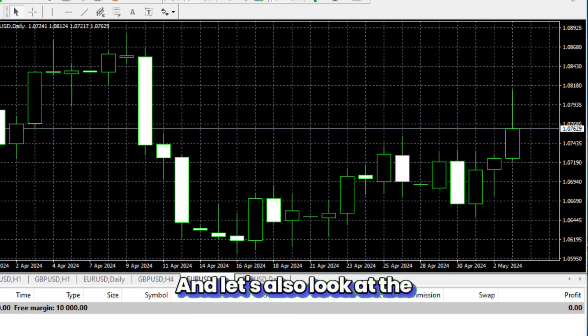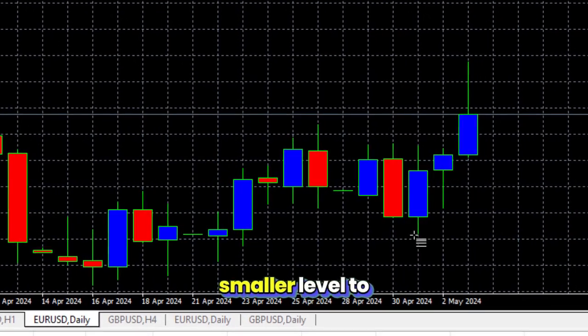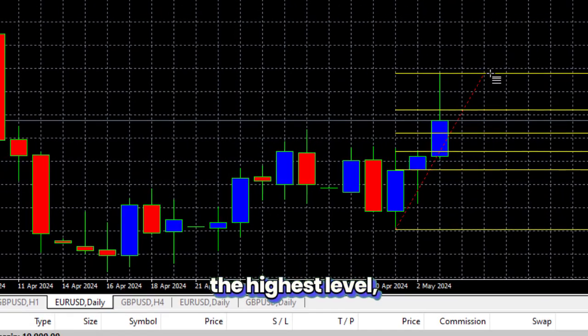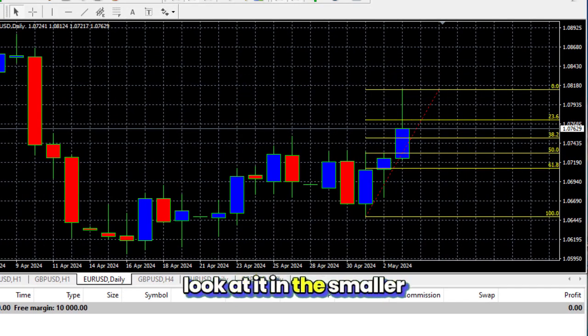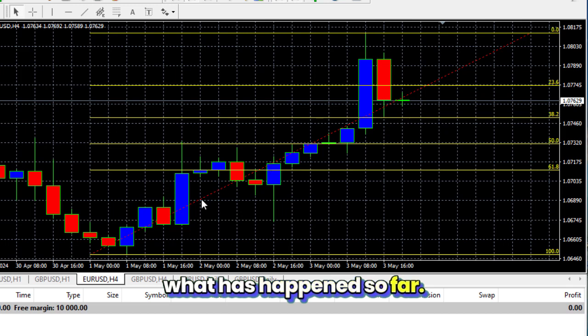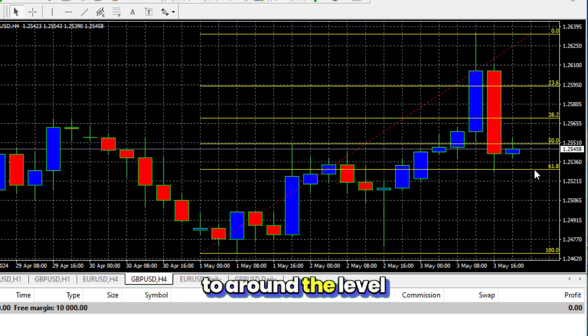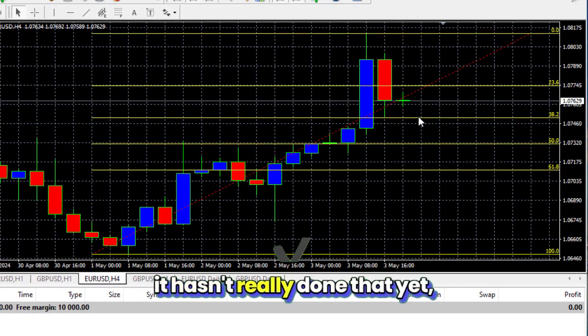Let's also look at the same thing on Euro USD. We'll take it from the lowest level to the highest level, just like this. Then we can look at it in the smaller time frame just to see what has happened so far. Clearly we can see that the pound USD chart is kind of ahead. The pound USD has already declined to around the level where we're ready to buy, but the Euro USD hasn't really done that yet.